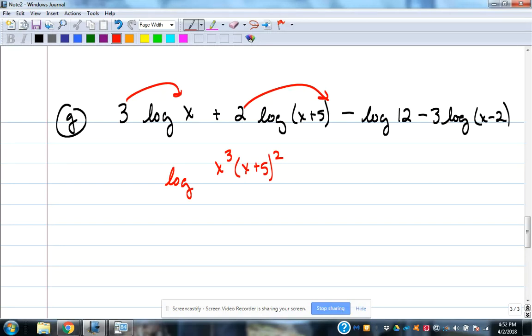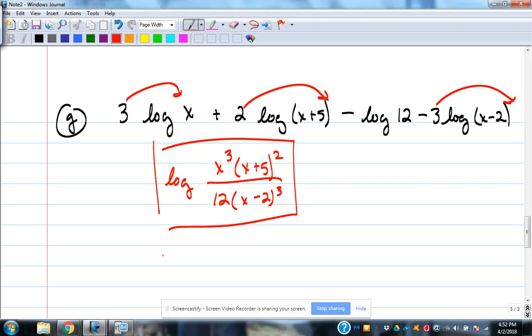What's going on between them when they're in the denominator? They're multiplying together. So it's 12 times what? X minus 2 to the third. Good job. That goes up. Fairly complex one to get out of that.